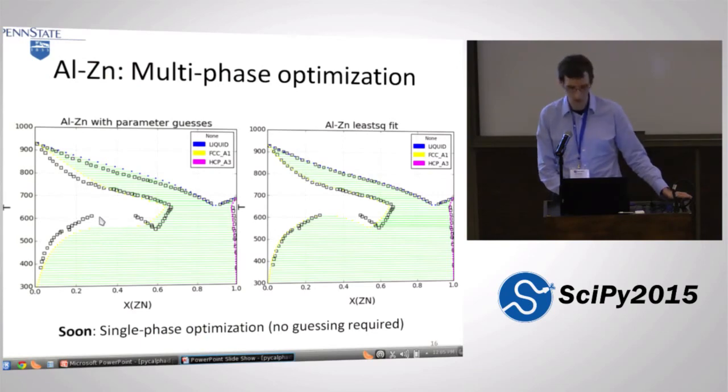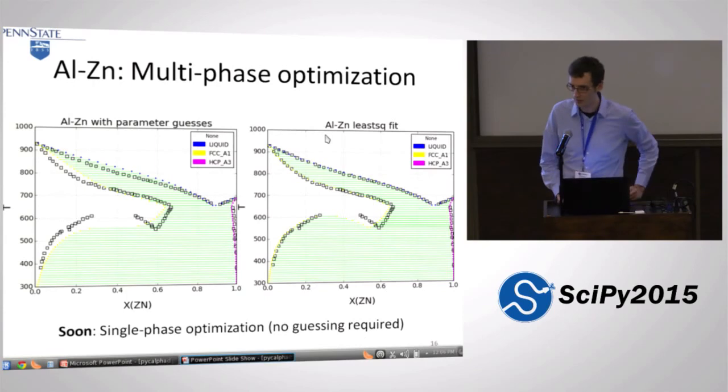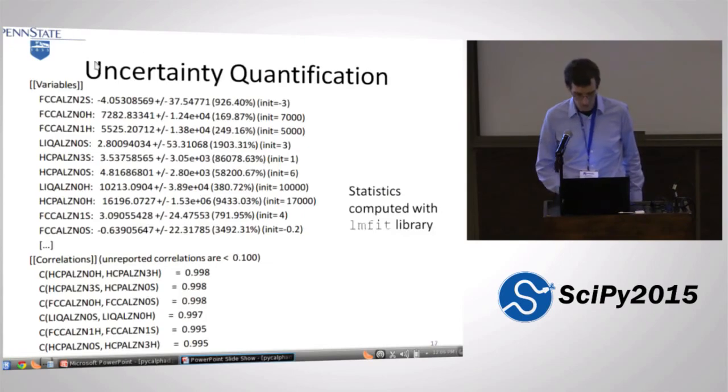And so what you get is, on the left-hand side, some initial guessing that happens. And then on the right-hand side, you get the fit that you get after you perform it. And in both cases, we get the fitted parameters. Soon, you won't have to guess. I'm working on this so that it does all the guessing for you, and then you can really start automating this process. Also, you get uncertainty quantification.